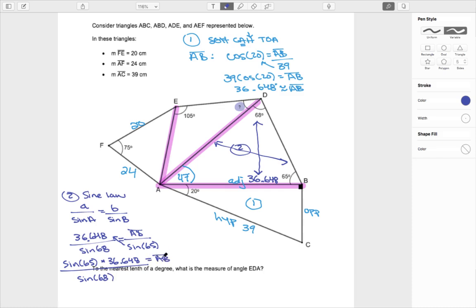So this is the kind of calculation, similar to cosine law, that is delicate. So I would definitely plug that into your calculator more than once to make sure that you get the right thing.